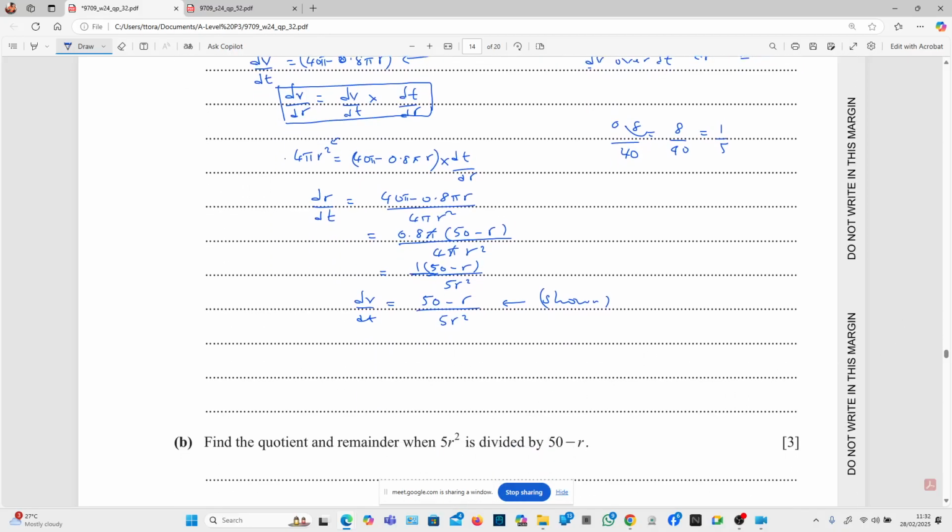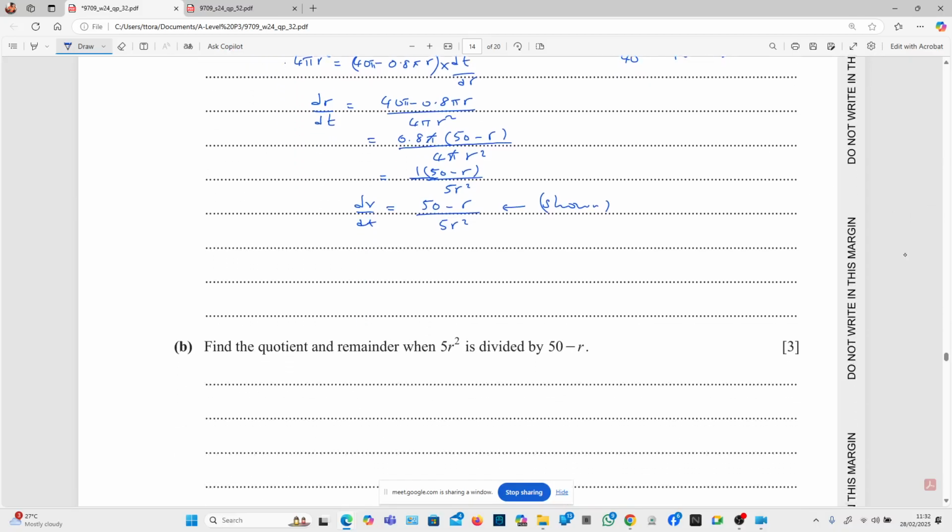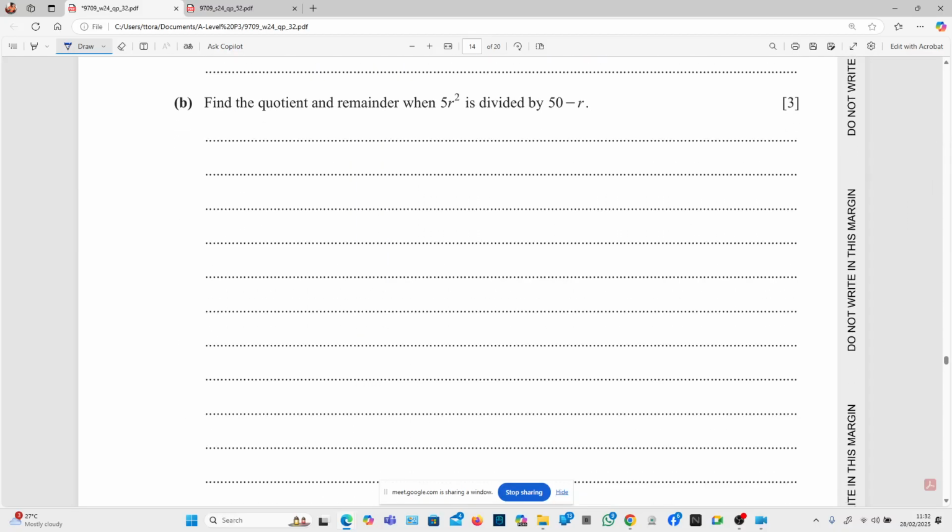Okay, so now we're going to move on to the second part of the question. We need to find the quotient and the remainder when 5r squared is divided by 50 minus r. So how are we going to do this? Let us see. It's just basic long division. So I'm going to perform a long division over here, and we have to take 5r squared and divide this by 50 minus r.